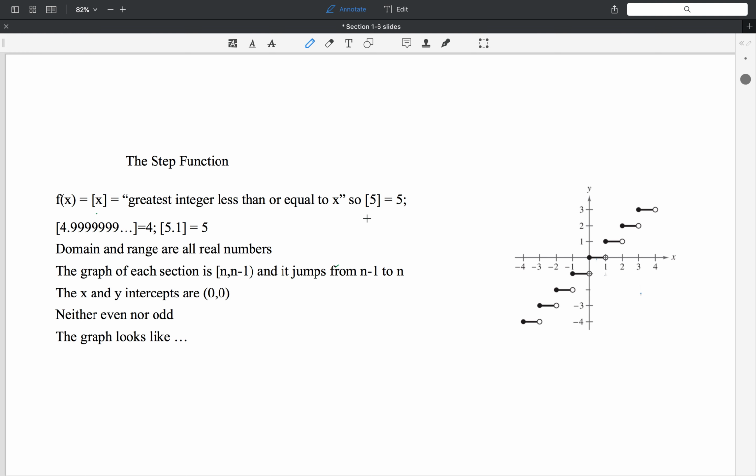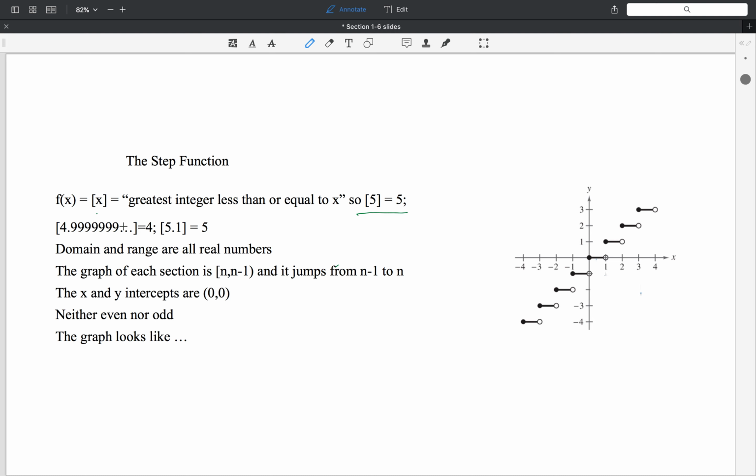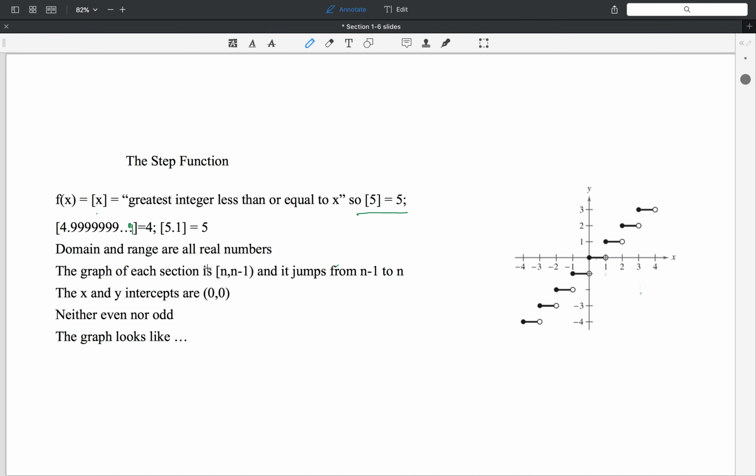So if I take the greatest integer less than or equal to 5, I get 5. And if I take 4.9999 with a 9 at the end, I'm going to get 4, no matter how much bigger than 4 it is, as long as it's not 5. The greatest integer less than that number is 4. The greatest integer less than or equal to 5.1 is 5. And you can see that on the graph over here. If we plug in a number a little bit bigger than 1, it returns 1. If we plug in a number a little bit bigger than 2, it returns 2.